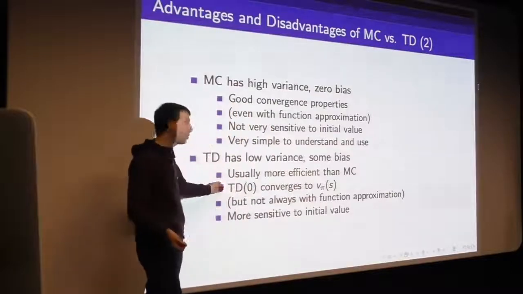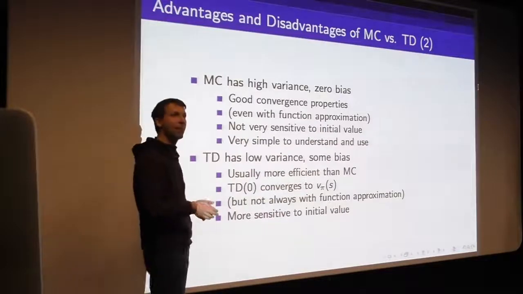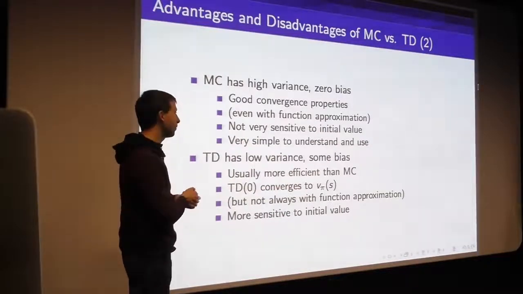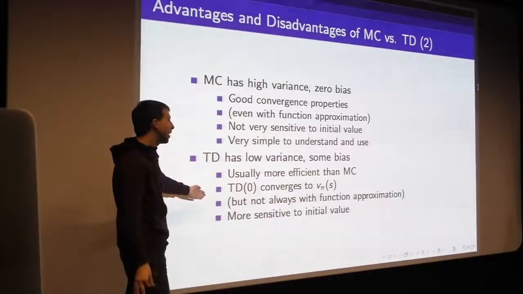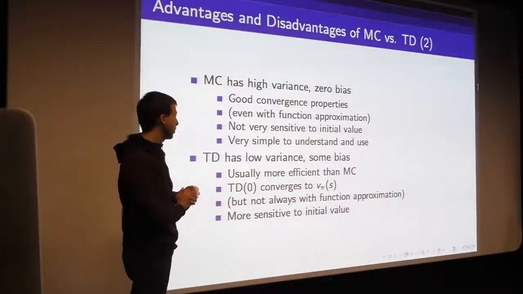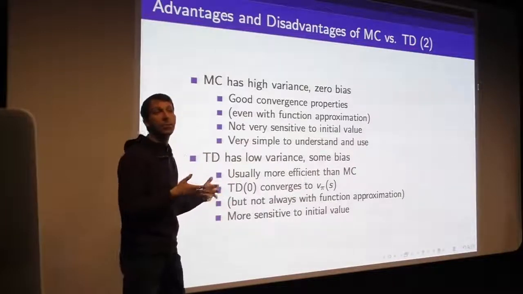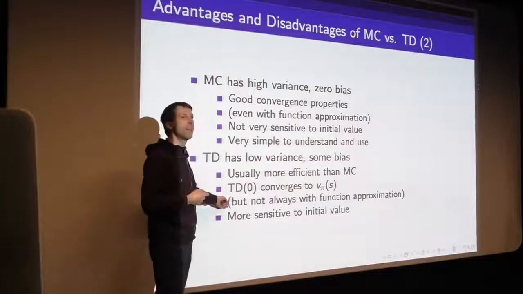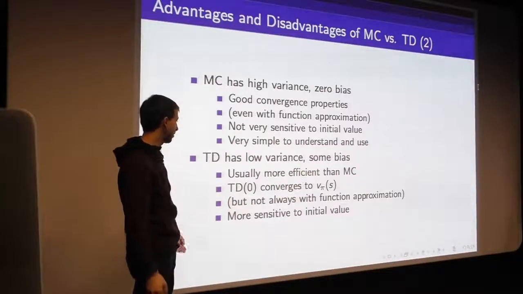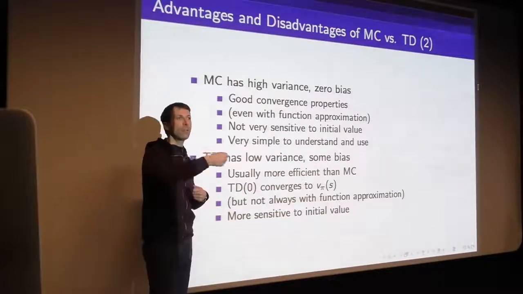So this is true. I'm not going to prove it, but this was proved by Peter Dayan, one of the first people to prove this for the general case. But not always with function approximation. There are special cases, which we'll see, where the bias in TD leads to the algorithm not behaving in the way that we would like. But these are quite specific cases that we'll start to address in the next couple of lectures. And it's more sensitive to the initial value because it is feeding off itself in this way.